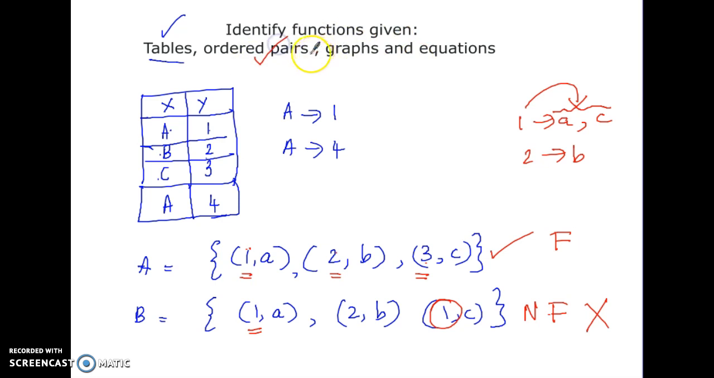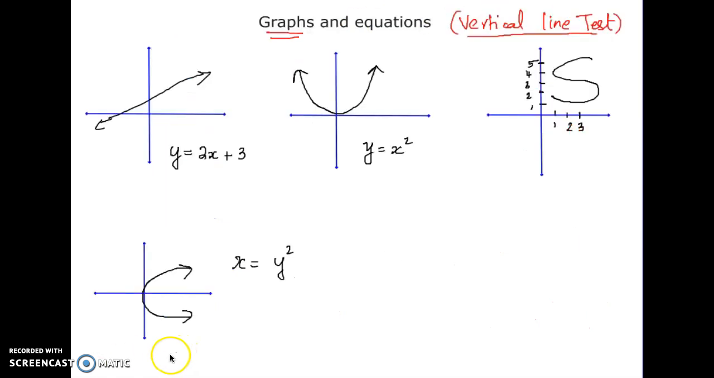So that's how you identify functions given ordered pairs. Now let's talk about how to identify functions given graphs and equations. First, let me talk about graphs. In order to identify functions, if you're given a graph, you have to apply the vertical line test. Very simple. All it says is, if you have a graph, try to draw a vertical line through the graph.